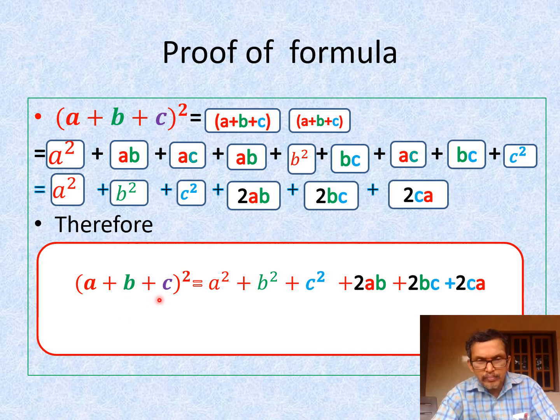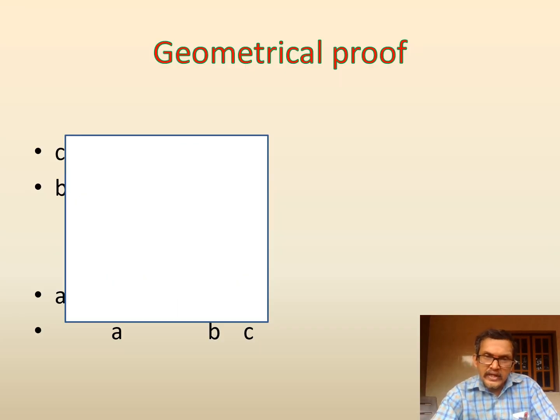So therefore a plus b plus c whole squared equals a squared plus b squared plus c squared plus 2ab plus 2bc plus 2ca. This is another identity, a plus b plus c whole squared. Now we shall move to the next. Here we can prove it geometrically also. A beautiful proof is there.